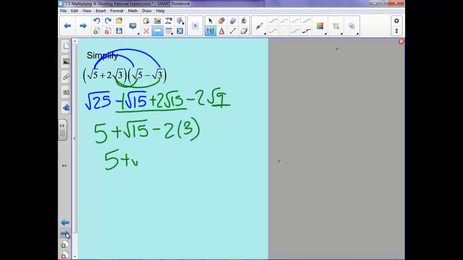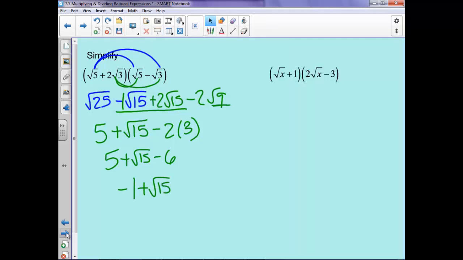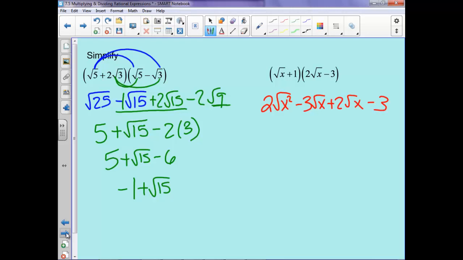Or 5 plus root 15 minus 6. And so 5 minus 6 is negative 1 plus root 15. Same idea over here. When we distribute, we'll have 2 root x squared minus 3 root x plus 2 root x minus 3. Notice square root of x squared is x, so absolute value of x. When we combine these two, we'll have minus root x minus 3.